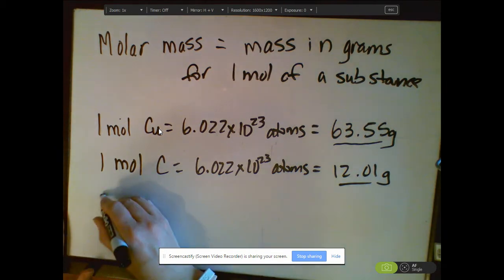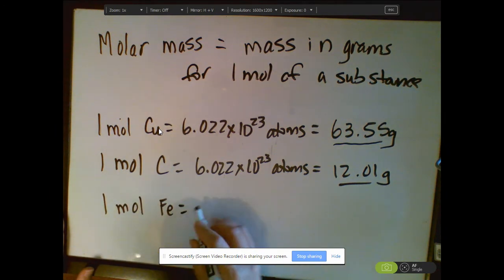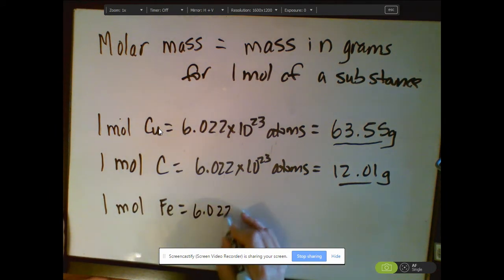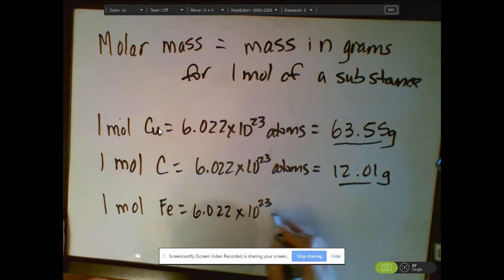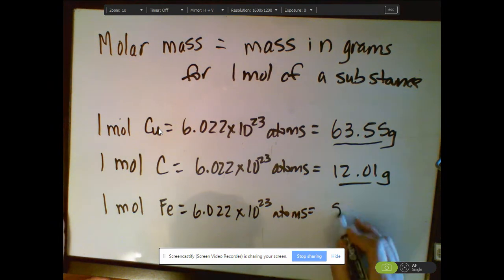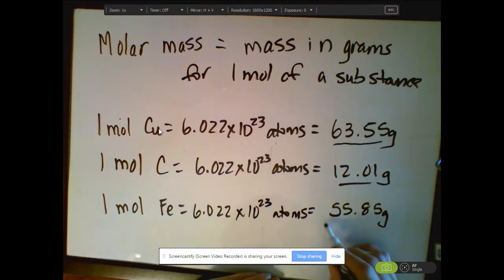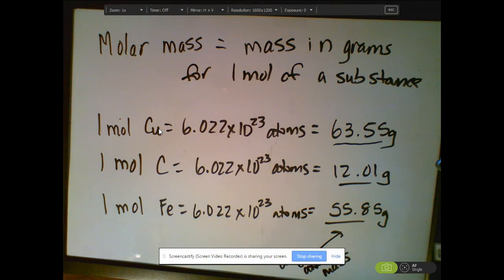Okay, those of you that see the pattern, this will come as no surprise to you that a mole of iron, knowing it equals 6.022 times 10 to the 23rd atoms of iron, is also equal to 55.85 grams of iron in a mole, because this value is from the periodic table. It's the average atomic mass of all of the different naturally occurring isotopes of iron.